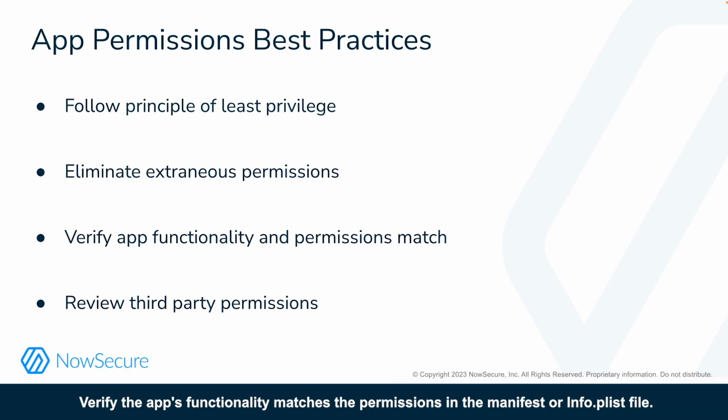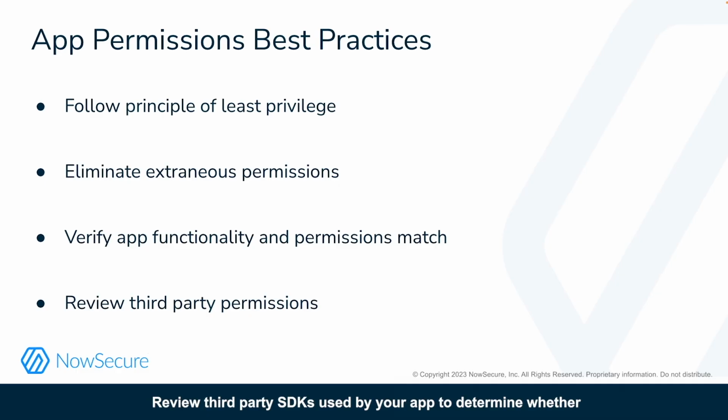Verify the app's functionality matches the permissions in the manifest or info.plist file. This can be determined by reviewing the app's business functions and determining the necessary business use cases for permissions. Review third-party SDKs used by your app to determine whether A, you actually need them, and B, if the SDKs can be configured to require fewer permissions and collect less user data.